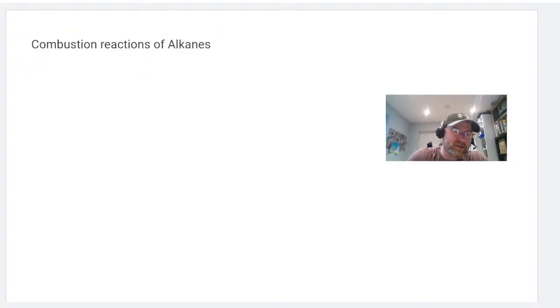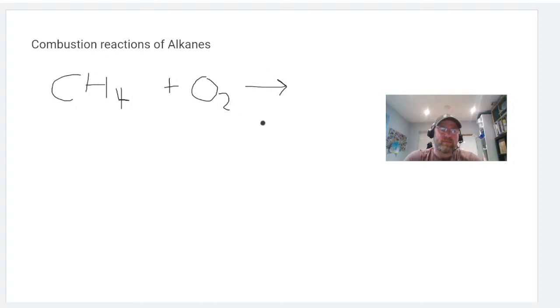So, combustion reactions of alkanes. Who knows how to write a combustion reaction? What are my products? If I'm going to burn a hydrocarbon in oxygen, what are my products? Anyone know the two products? What two products do we always get with complete combustion? Nice, we get carbon dioxide and we're going to get water.